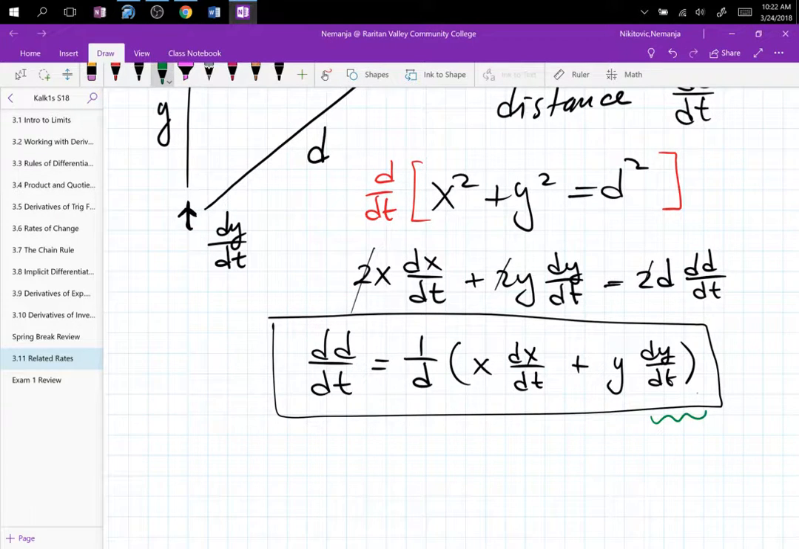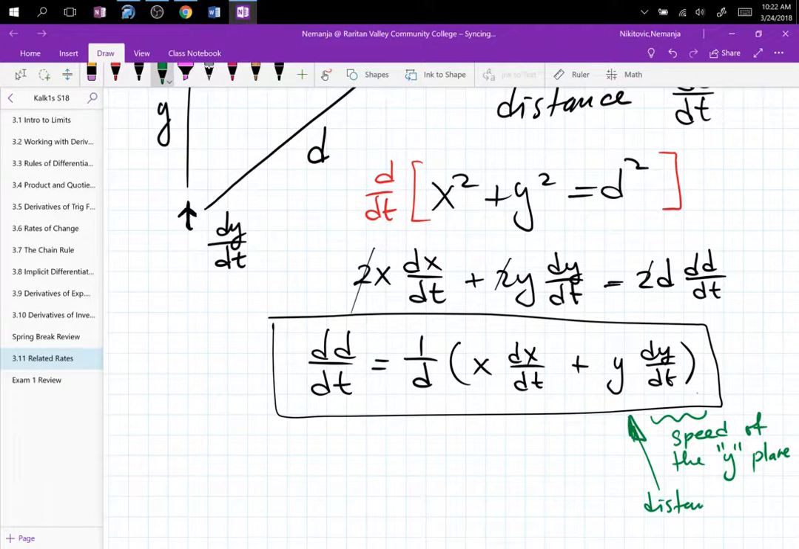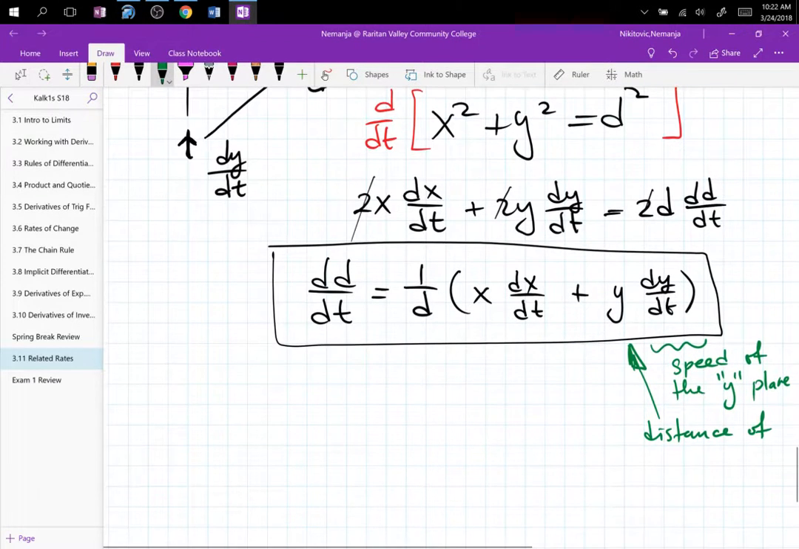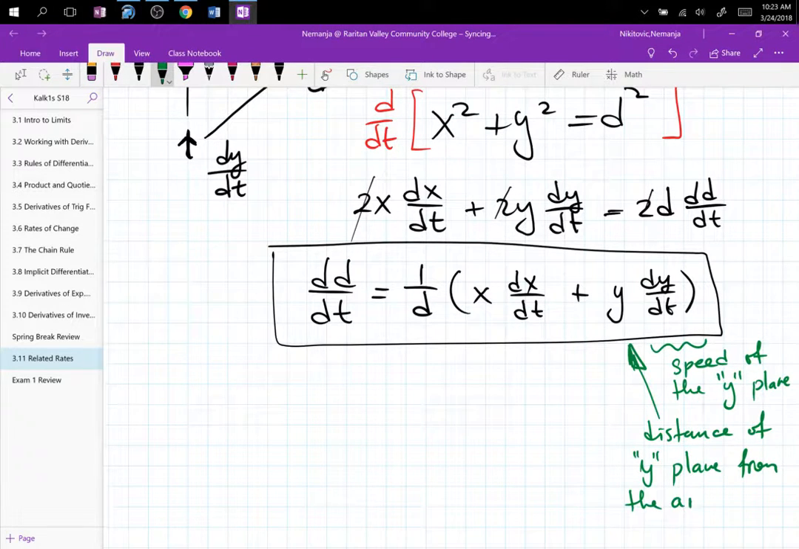dy/dt, speed of the, call it the y plane. y, distance of the y plane from the airport. That's also something that is known because we can measure distances. You know how far you are. dx/dt, speed of the x-plane.